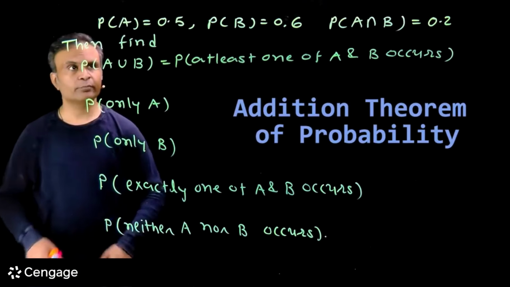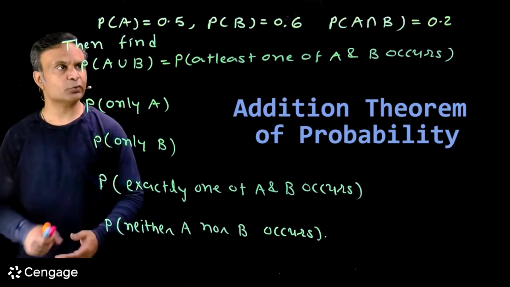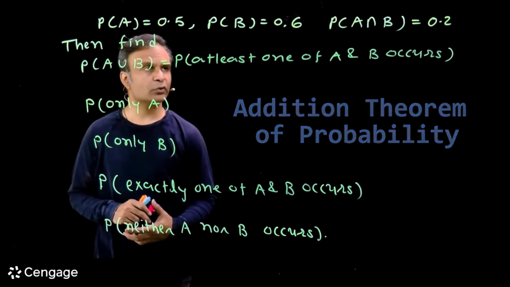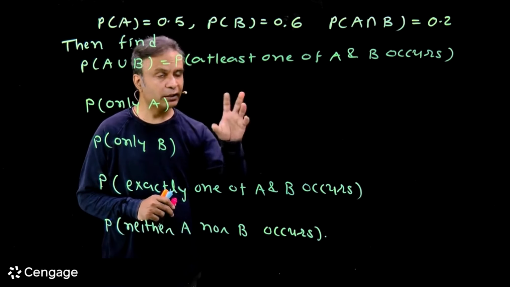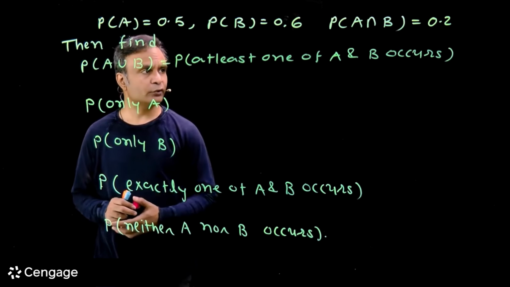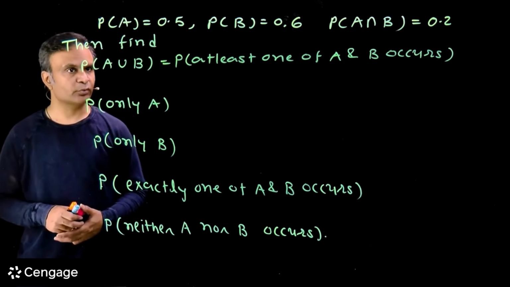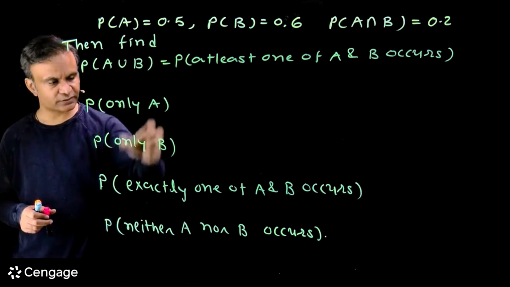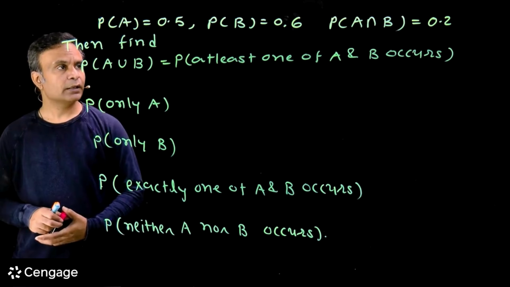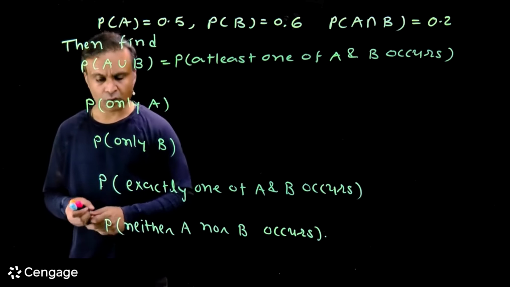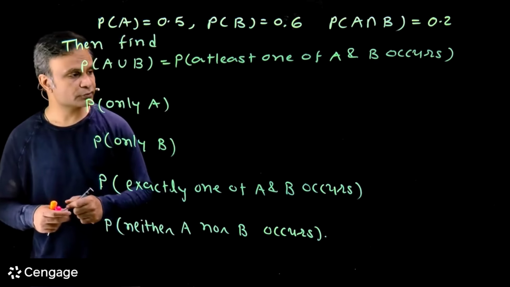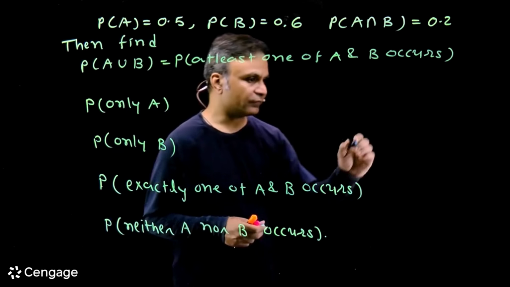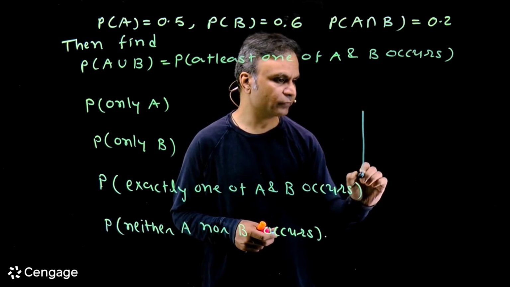Now we have this data. Probability of event A is 0.5, probability of event B is 0.6, and probability of event A intersection B, that means A and B, is 0.2. Then we have to find the probabilities of these different events. Now we can put this data on a Venn diagram. Venn diagram से ये equation बहुत आसानी से हो जाएगा. We have an easier solution using a Venn diagram.